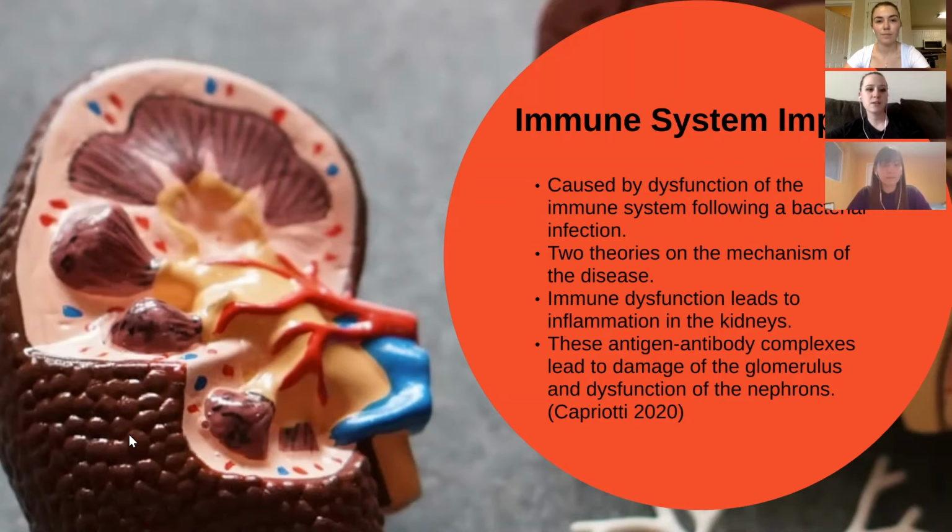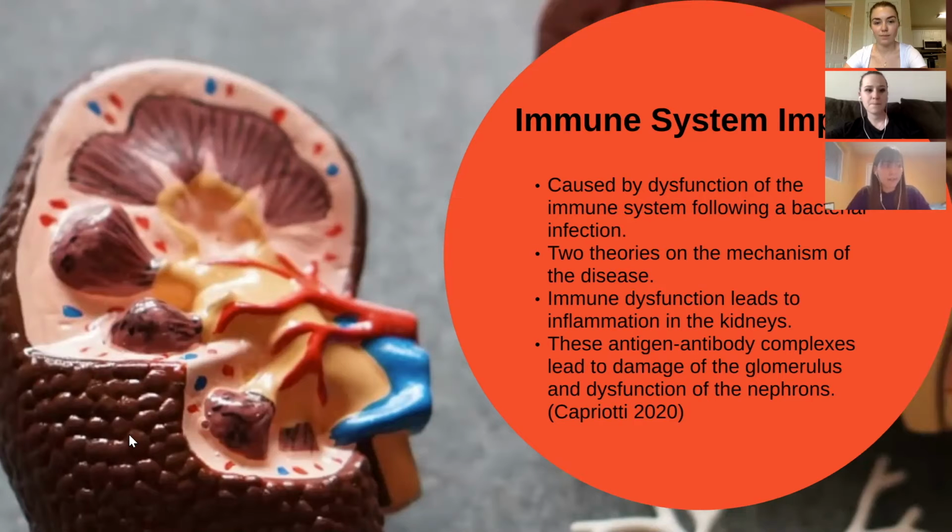The first theory asserts that the immune system produces both antibodies and antigens in response to the bacteria, leading to the antibody complexes depositing in the glomerular membrane, causing AGN. The other theory asserts that the antibodies that are produced mistakenly attack the glomerular membranes, resulting in AGN.